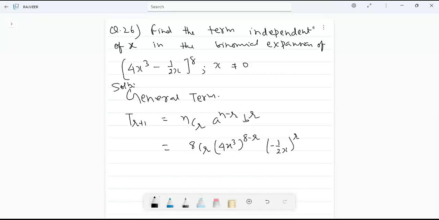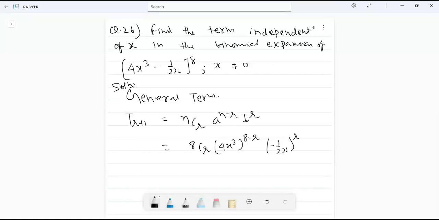Yes, up to some extent you are correct. We have to obtain the value of r in such a way that the power of x should be cancelled, meaning the x term should be cancelled out, so that the power of x in the numerator should be equal to the power of x in the denominator, isn't it? Yeah.